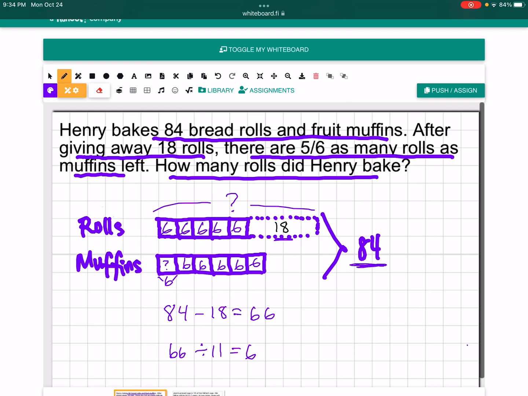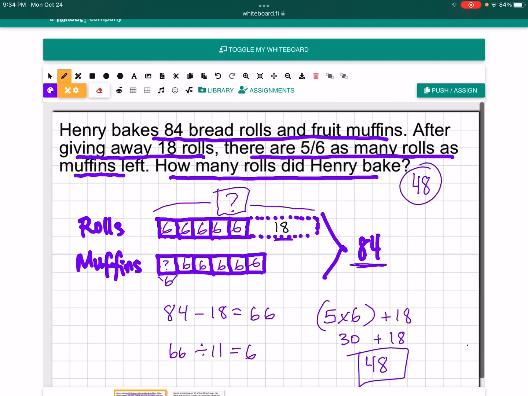Okay. And now, is it possible to find our question mark? Well, sure it is, because we have it all marked. We know that there are 5 units of 6 rolls plus 18. And using order of operations, we didn't have to put that in parentheses because multiplication and division comes first. So 5 times 6 is 30 plus 18. And that's going to give us 48. And that's the answer to the problem. How many rolls did Henry bake? 48. And we're done.